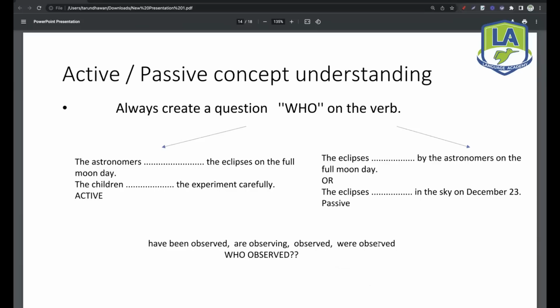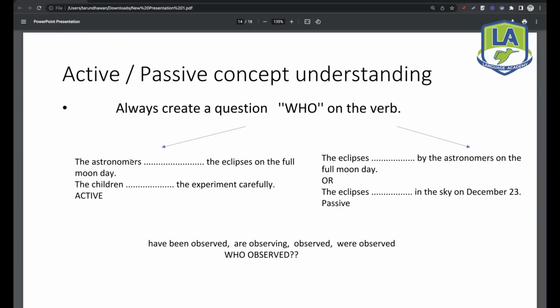Now how to check whether we need active or passive in the sentence is also pretty easy. What you need to do is you just create a question, who dash, and that dash is this word, who observed. All the options will have the same verb. You just have to question who observed. And then you have to go and find the answer of this who in the sentences. So let's read this. The astronomers dashed the eclipses on the full moon day. So who observed? The answer is astronomers observed.